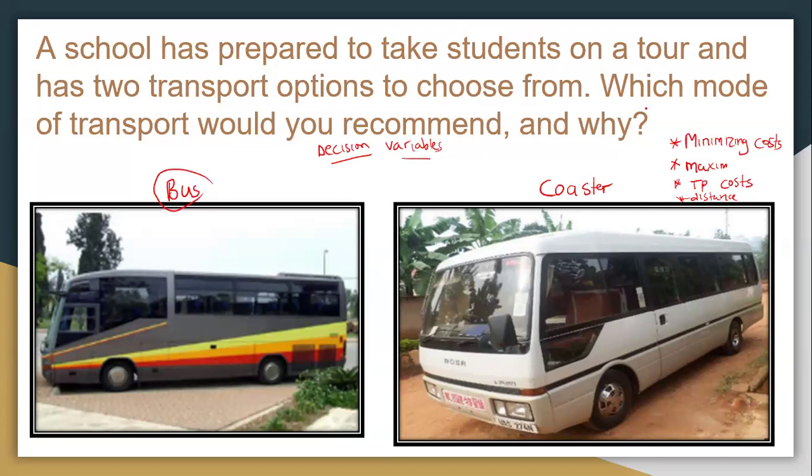But those decision variables are the ones that are going to help you either to minimize or maximize, depending on the question. And whenever we talk about linear programming, we are looking at minimizing and maximizing. So here you want to ensure that all children go for the trip. However, much as they are going for the trip, you want to make sure that the costs are not so high, but you are working within the budget that you have come up with.